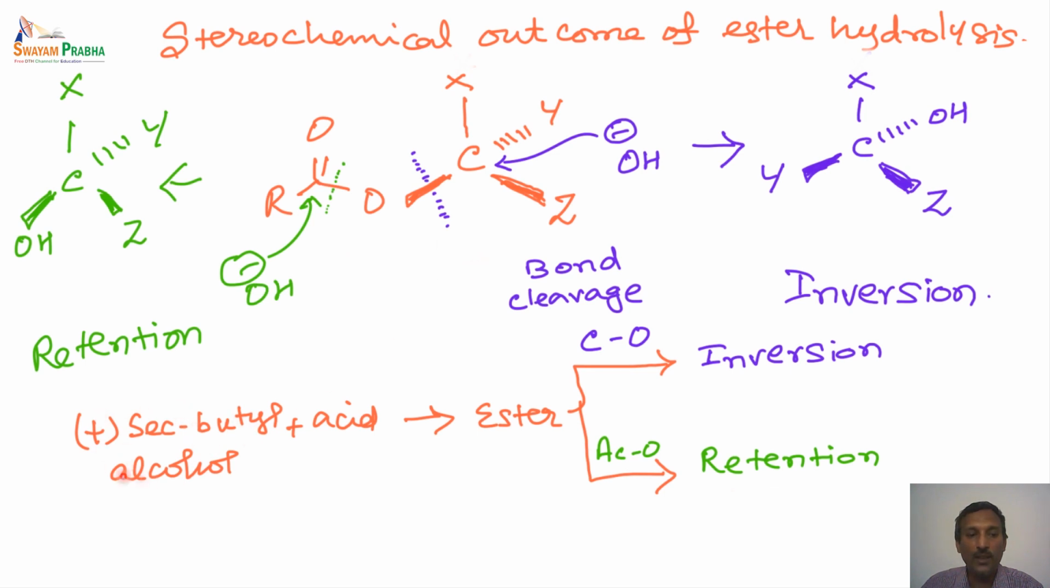From the secondary butyl alcohol studies, it was shown that the final product after hydrolysis has a plus configuration. In other words, retention is the one which is observed. In other words, we can say the bond cleaved is between the oxygen and the acyl unit. So this is one way of confirming the acyl O bond cleavage happened using stereochemical studies.